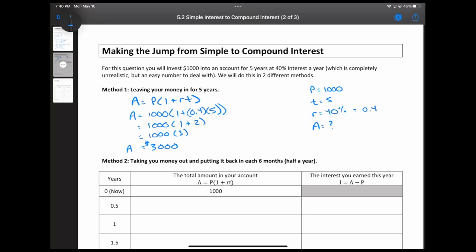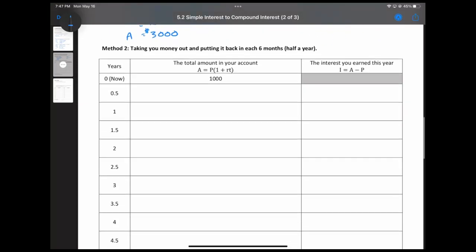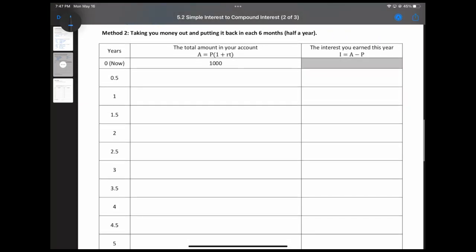So just like last time, we're starting with $1,000, and we can find the amount that we'll have accumulated by setting it up as A equals P times (1 plus RT). For now, I think I'm just going to leave that second column of the table blank. We can come back to that later. And it's basically just telling us how much interest we made during that time.